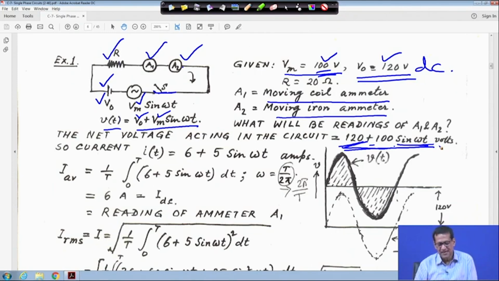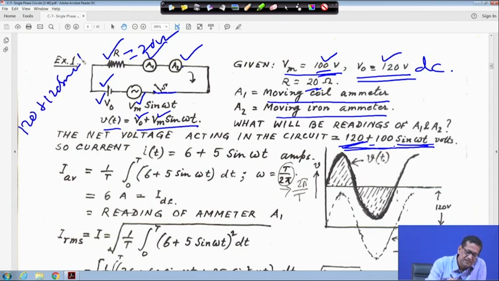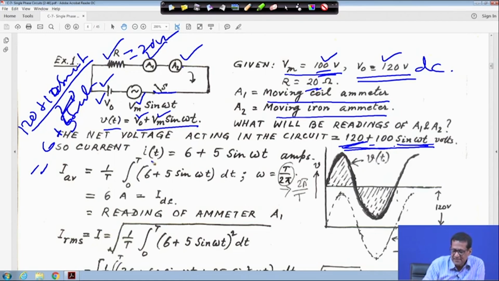Now the current IT will be 6 plus 5 sin omega t, because this resistance R is given as 20 ohm, and this is my voltage 120 plus 100 sin omega t. So it is 120 plus 100 sin omega t divided by 20, that will be 6 plus 5 sin omega t. So IT is equal to 6 plus 5 sin omega t ampere, right.